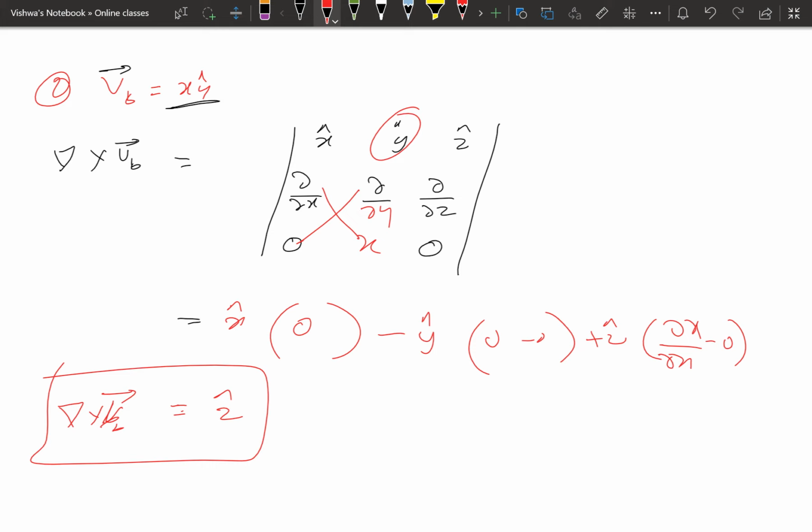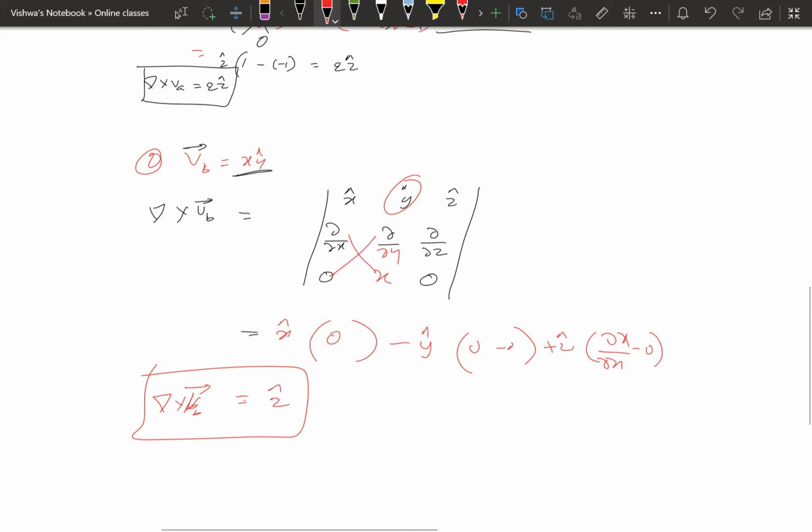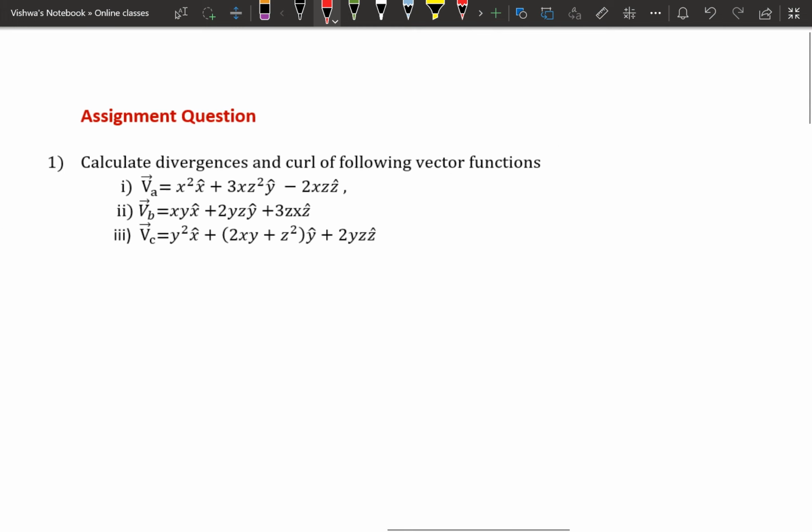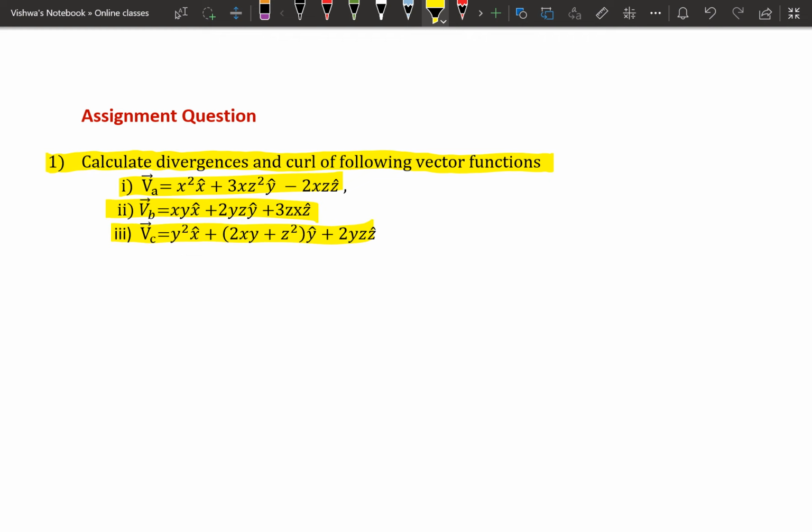Okay, so this is enough. Now take the assignment question. The assignment question: calculate the divergence and curl of the following vector functions. Here three vector functions are given. You have to find the curl as well as the divergence of these vector fields.